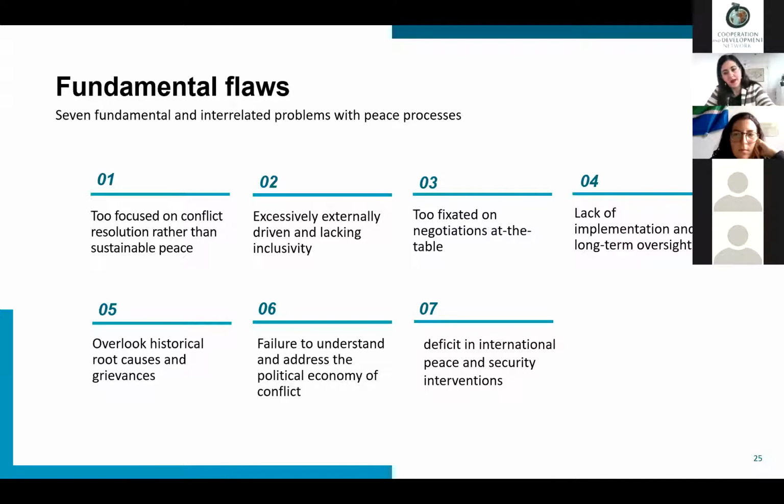And the fourth problem is around the lack of implementation and oversight. So once a negotiation is completed and there's an agreement, everyone takes off and the attention span stops. And what we see is that a third of peace agreements are never implemented. 80% today of the agreement in Mali is not implemented. Colombia, the peace agreement is not implemented on so many fronts. And that's what creates further frustration.